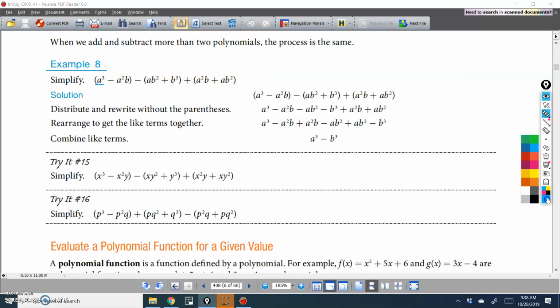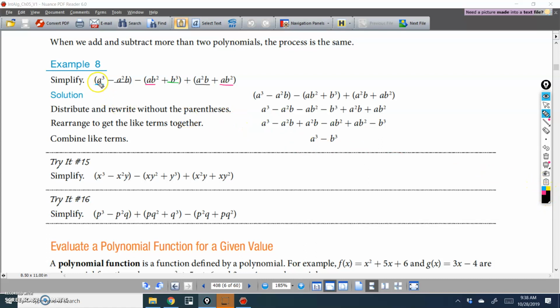No. Alright, change colors. Let's go gray. A squared b's. Is there any other a squared b's? Yep, there's one more a squared b. Okay. Change color. A b squareds. Is there any other a b squareds? Yep, there's one right there. And then b cubes look like you're all by yourself. No, that's too close to the other color. It's green. There we go. Okay. Let's go back to black.